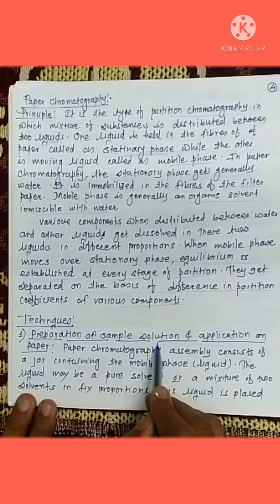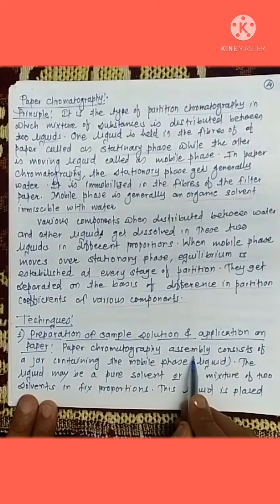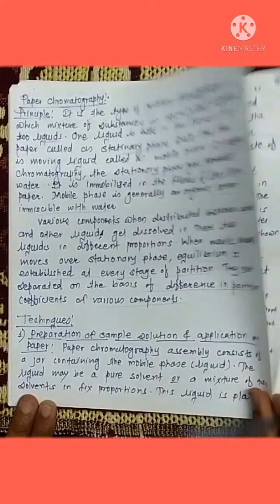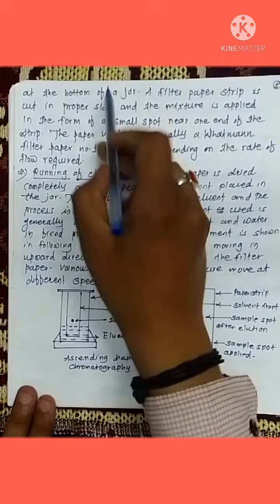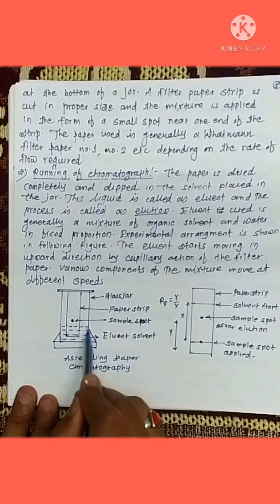So first is preparation of sample solution and application on paper. The paper chromatography assembly consists of a jar containing the mobile phase, that is a liquid. The liquid may be a pure solvent or a mixture of two solvents in a fixed proportion. This liquid is placed at the bottom of the jar. So see here, it is this liquid which is the eluent solvent. It is placed at the bottom of your jar.